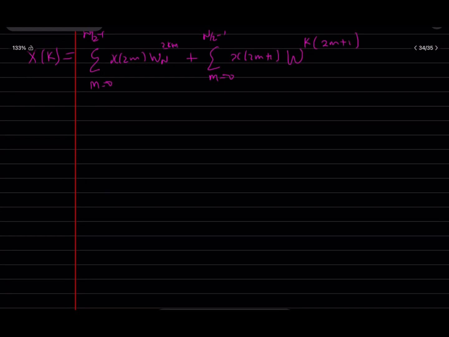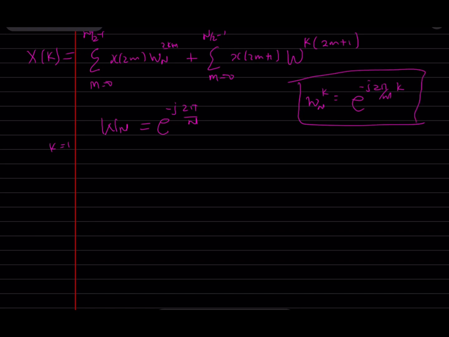But before that, let's consider this property. We know that our omega n over here is equal to exponent negative j 2 pi on n, where k is equal to 1, because by the twiddle factor property, omega n to the k is equal to exponent negative j 2 pi over n times k. That's what we know from the previous tutorial, right? So where k equal to 1, you are going to get omega n equal to exponent negative j 2 pi over n.